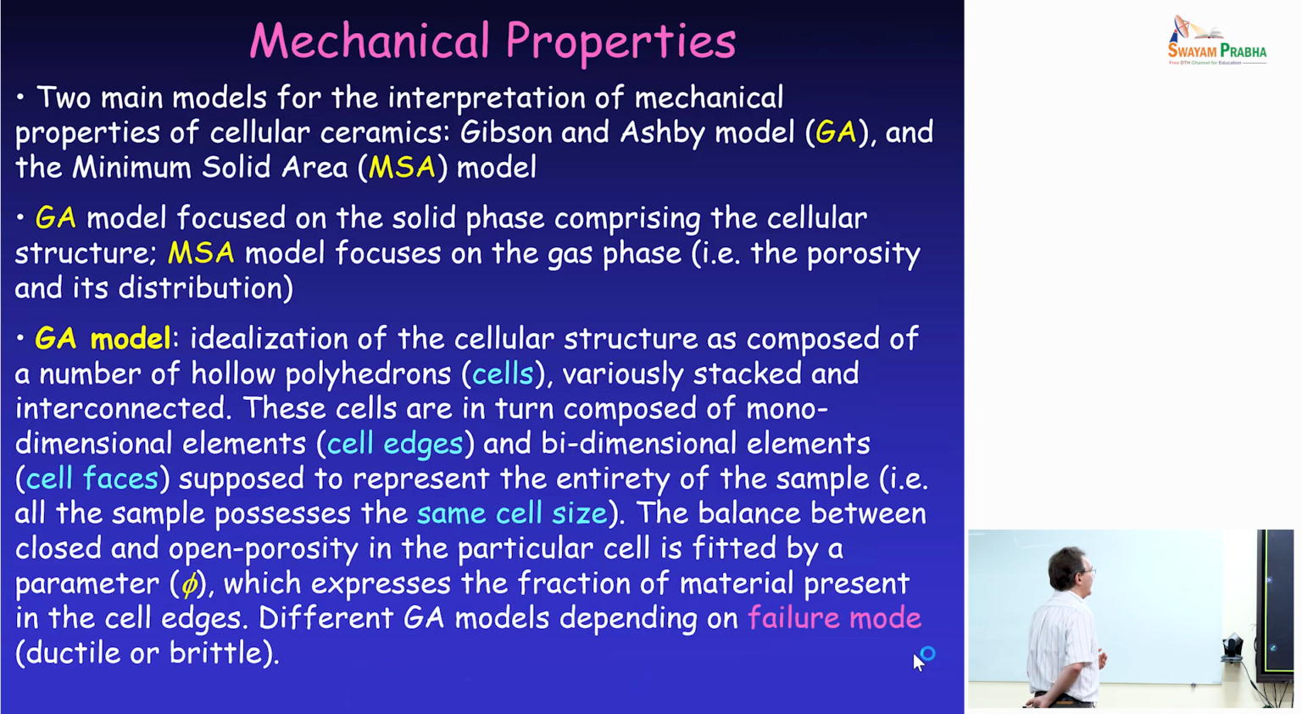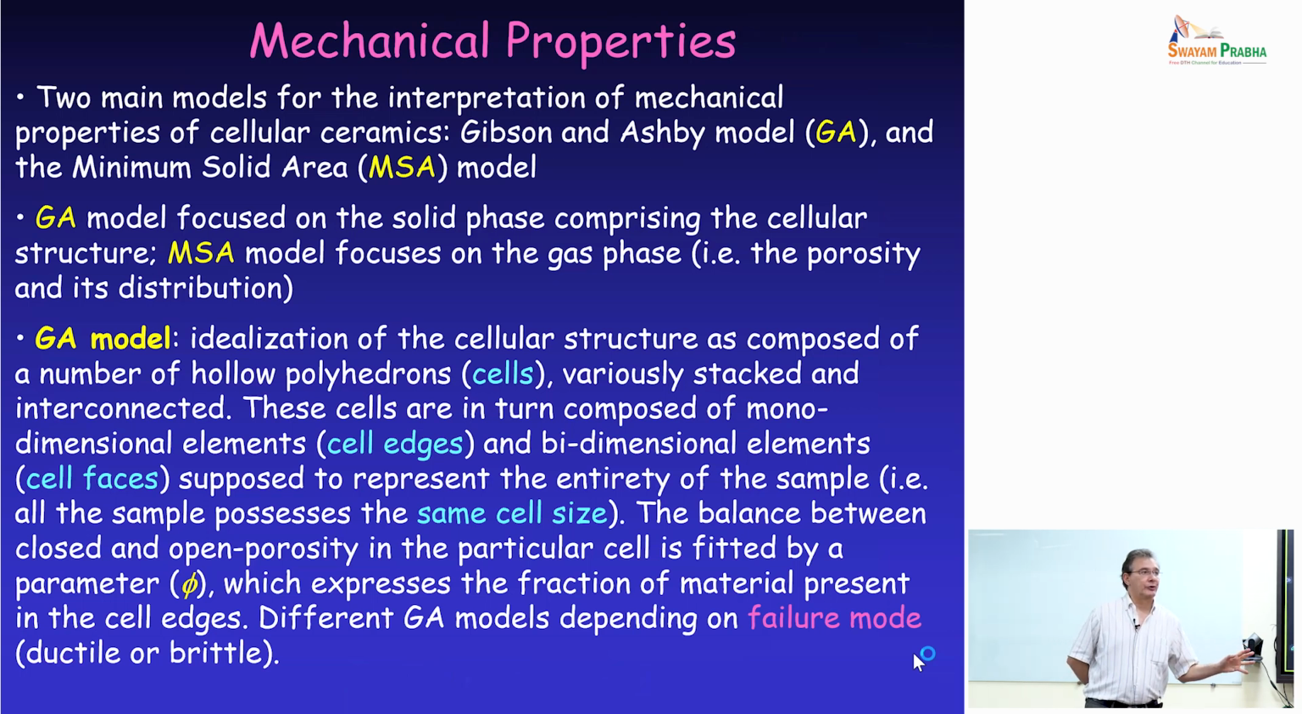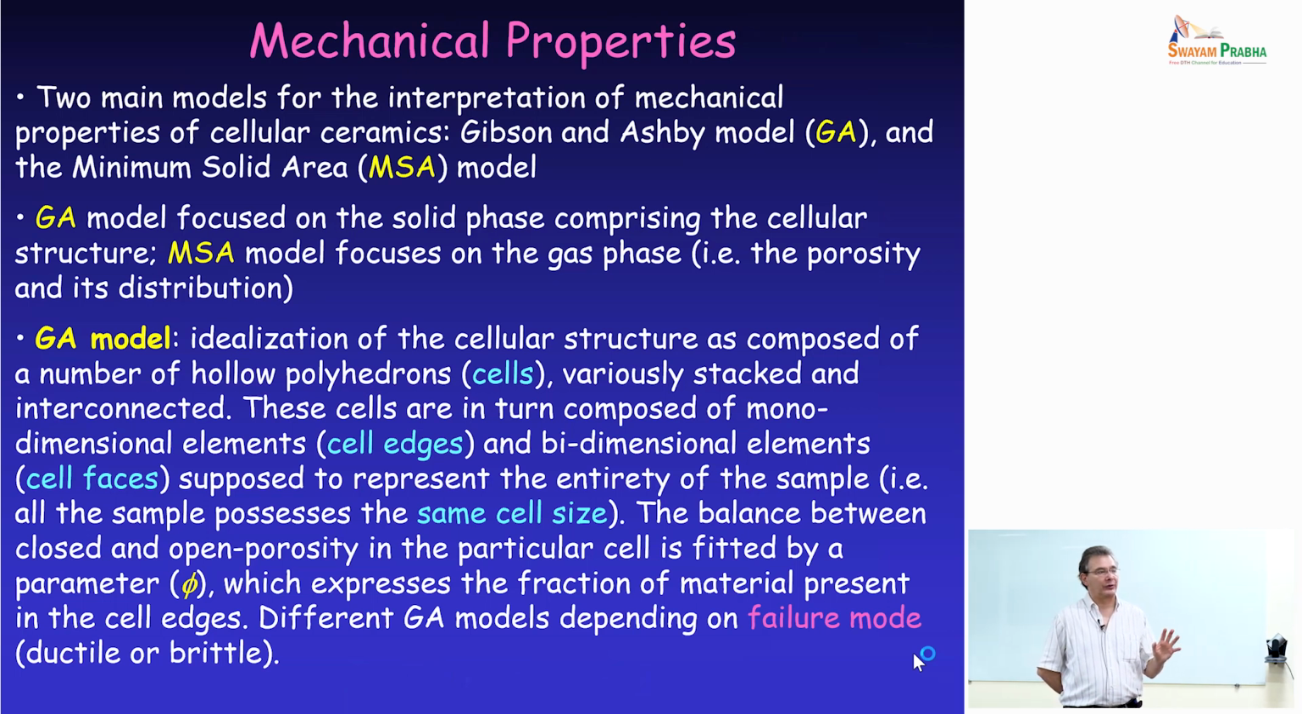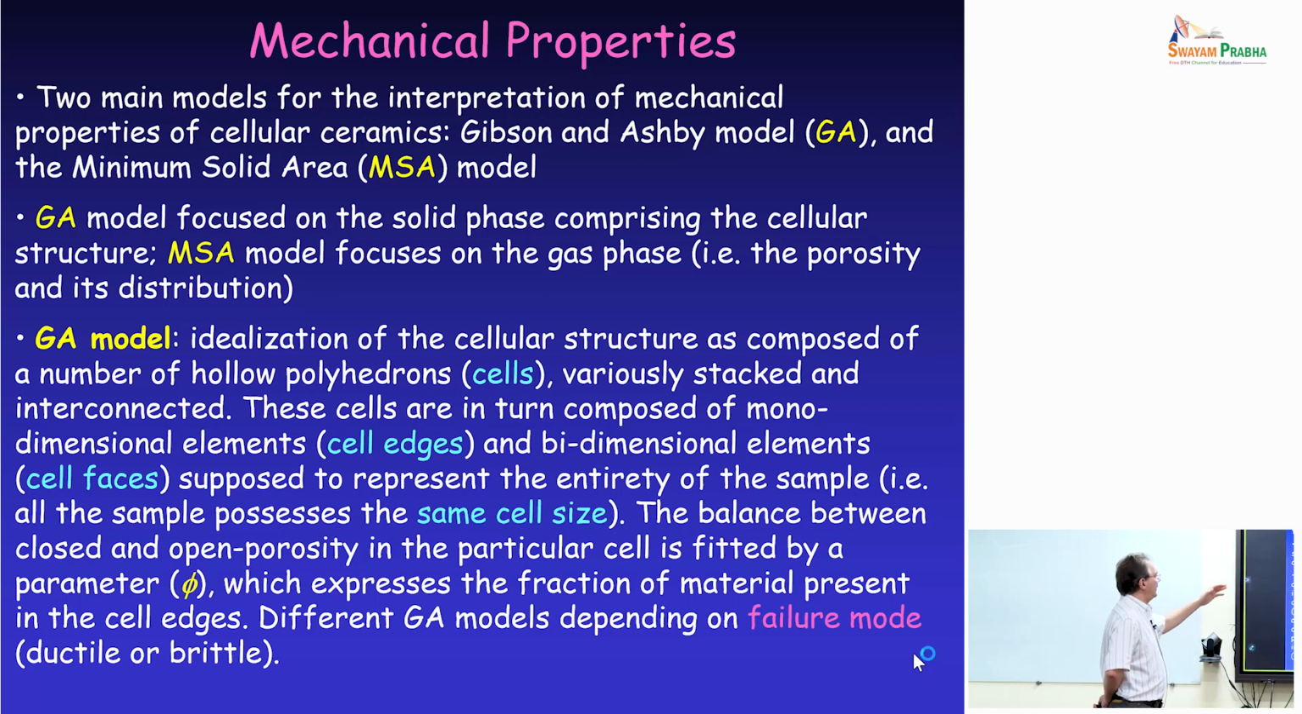So in terms of mechanical properties of cellular ceramics, there are two main models for the interpretation of the mechanical properties. One was proposed by Gibson and Ashby. They have published a very nice paper called Cellular Solids, if I remember correctly. And the other one is the minimum solid area model. And the Gibson and Ashby model focused on the solid phase comprising the cellular structure, while the MSA model focuses on the gas phase.